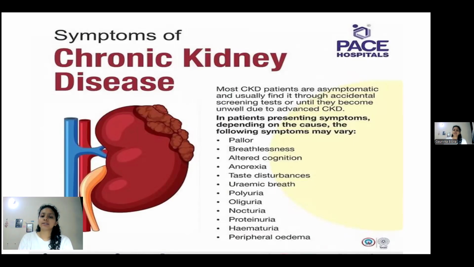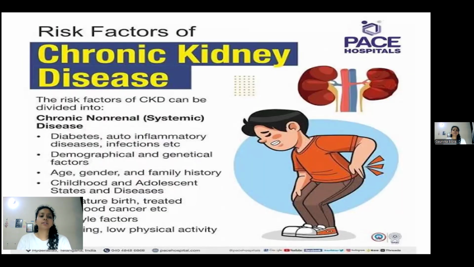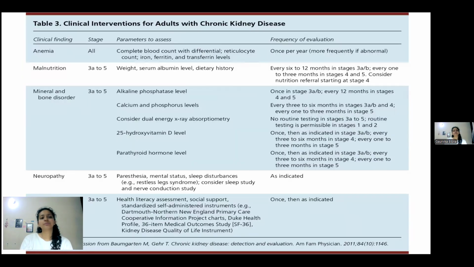Now, symptoms of CKD are pallor, breathlessness, altered cognition, anorexia, taste disturbances, uremic breath, polyuria, oliguria, nocturia, proteinuria, hematuria, periorbital edema. Risk factors are diabetes, autoinflammatory diseases, infections, demographic and genetic factors, age, gender and family history, childhood and adolescent states and diseases, premature birth, treated childhood cancers, etc., and lifestyle factors such as smoking, low physical activity.